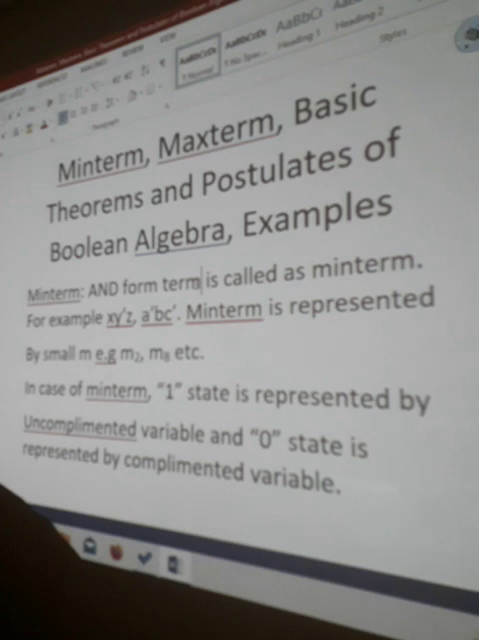In case of minterm, if there is one state, it is represented by the uncomplemented variable, and if there is zero state, it is represented by the complemented variable. Then we have Maxterm.